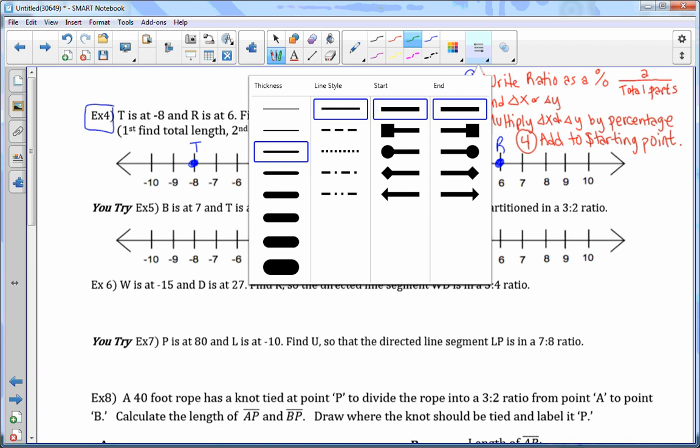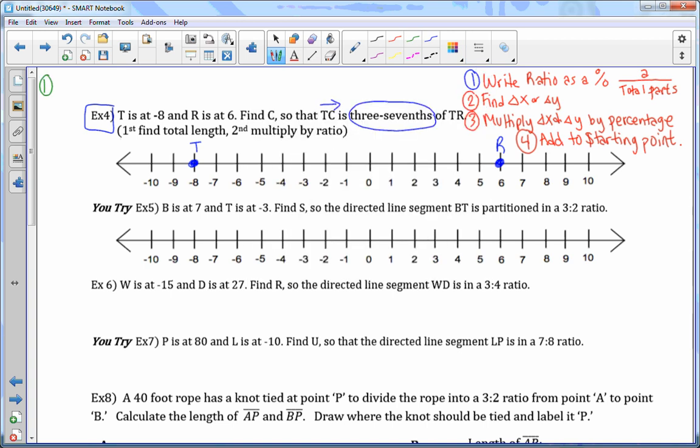Okay, so first step, let's find the ratio as a percentage. And we're told, find C so that TC is 3/7 of TR. What's the ratio? Does that mean we have 10 parts if it's 3/7? 3 plus 7 is 10? Or do we have 7 parts? We actually have 7. This wasn't the ratio. They already did step 1 for us. So our percentage is 3/7.